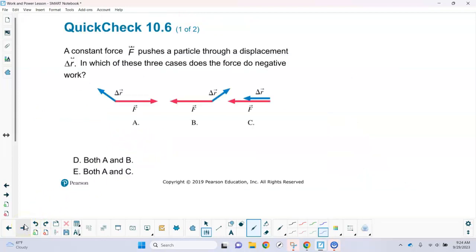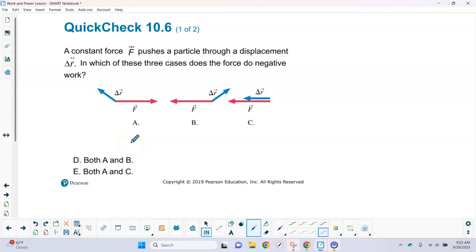All right, this one's a little trickier, so let's try this one. It says a constant force of F, in red, pushes a particle through a displacement of delta R. So delta R is your displacement concept. In which of these cases does the force do negative work? You have choices A, B, C, D and E. Let me give you a second to think about that.